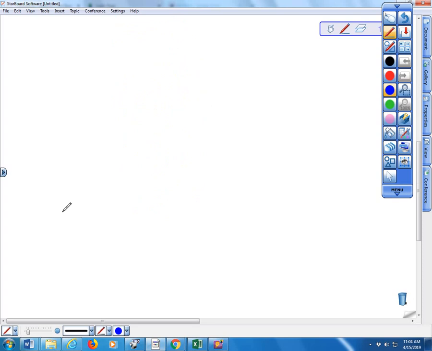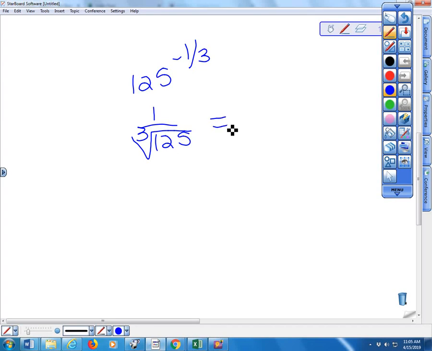And then 125 to the negative 1/3. What does the negative mean as an exponent? Flip it. Doesn't change the sign of anything. Just flip it. So this really is 1 over the cube root of 125, right? Which is just 1/5. Negative means flip. 1/3 means cube root. Cube root of 125 is 5. So it's 1/5.